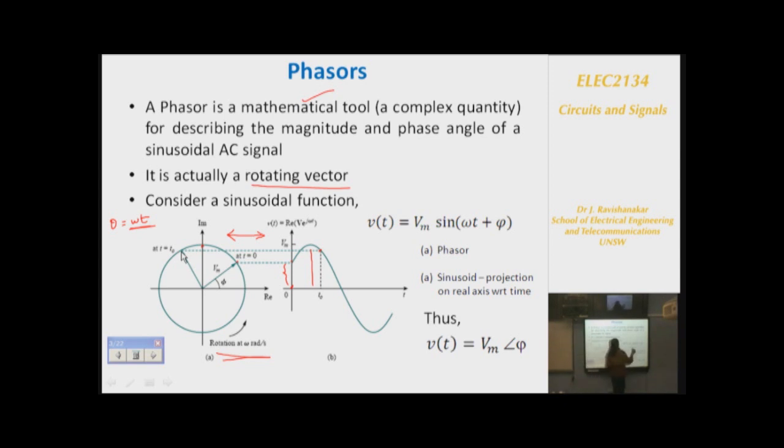So this first graph is a phasor, and there is nothing but a projection on the real axis with respect to time, which is a simple AC waveform represented as Vm sin(omega t plus phi). Now we understand what this phi is. This is the phase angle, the initial phase of the AC quantity. The same thing, when represented as a phasor, can be written as V of t is Vm at an angle of phi.